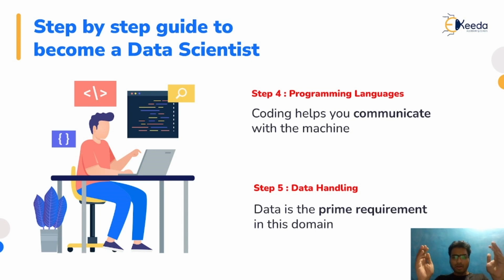Now step 5 is data handling. You have learned mathematics, statistics, programming languages and machine learning as well, but after that, what? The entire data science is based on data. If there is no data, there is no data science. Whatever concepts of mathematics, statistics and machine learning you have learned, at the end you will be applying them on data, so you should be very careful with your data. Data is a prime requirement in the domain of data science.